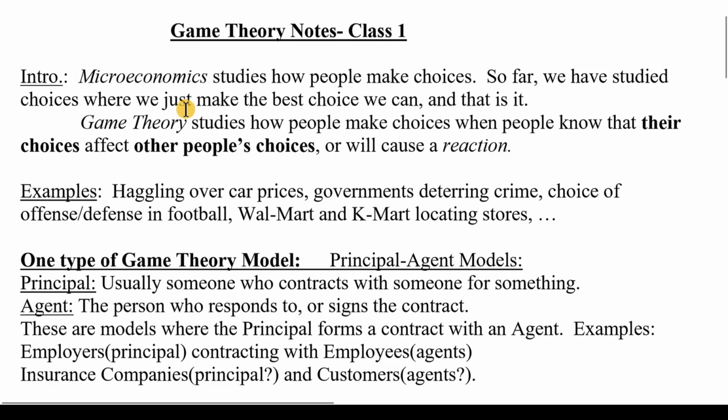Game theory looks at special types of situations where it's not just one person making a choice. Game theory focuses on situations where people make choices when they know that their choices are going to affect other people's choices. It's going to cause a reaction, in other words. Game theory is the study of interdependent choices. In this video, we're going to focus on one area of game theory that sometimes we'll call a principal-agent model, or sometimes people will think about this as the type of things that can happen when you enter into a contract. What are some of the problems that can happen?